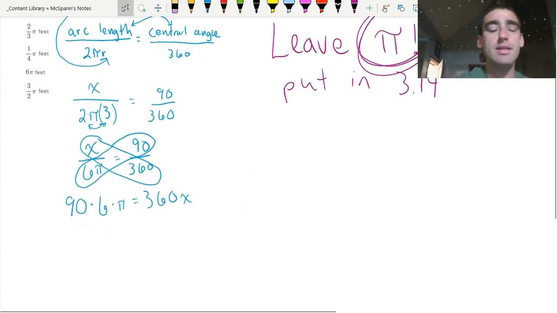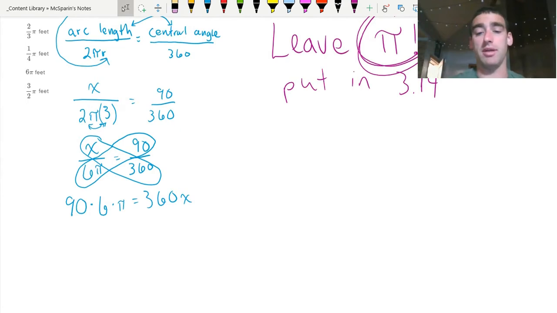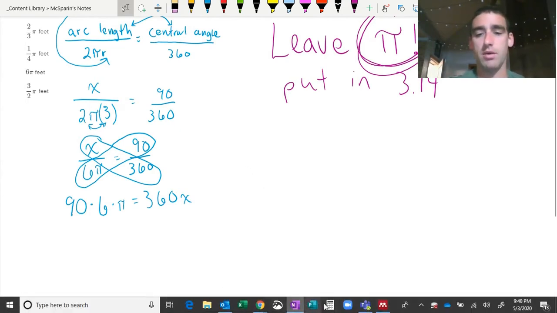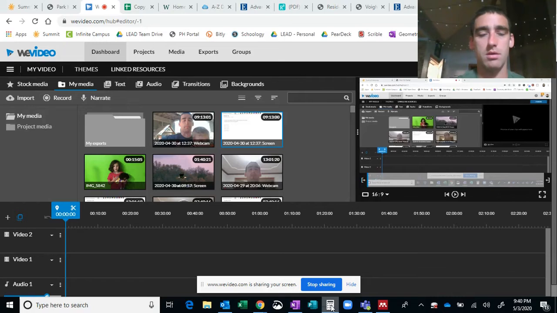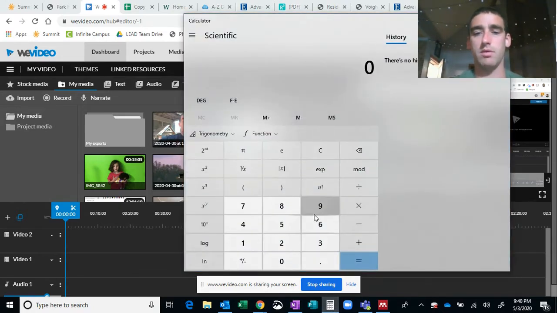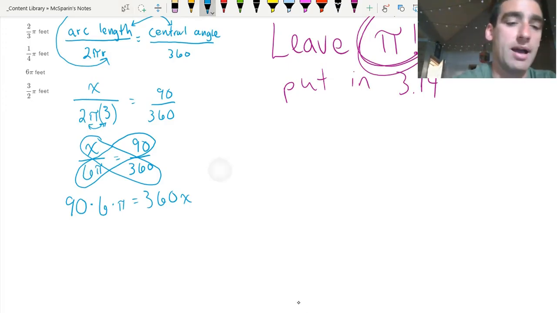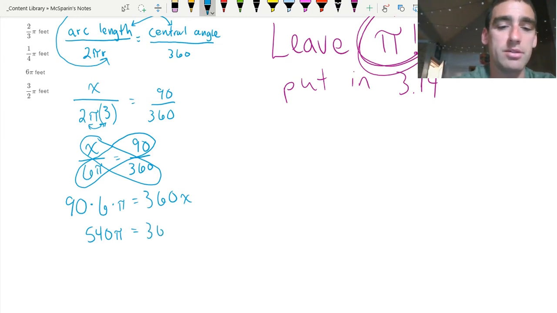Now, 90 times 6 I need to do on the calculator, so let's go ahead and open up the calculator real quick. Where are you, calculator? We're going to go 90 times 6. That's going to be 540. So I've got 540 pi equals 360x.